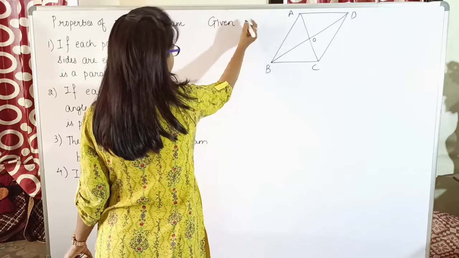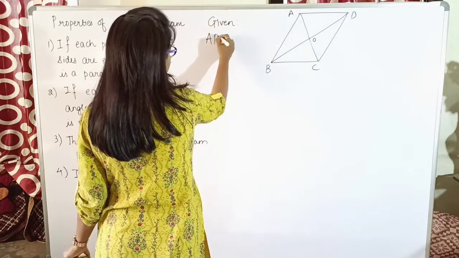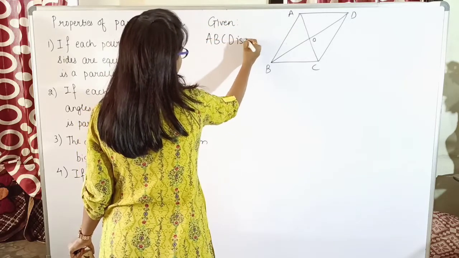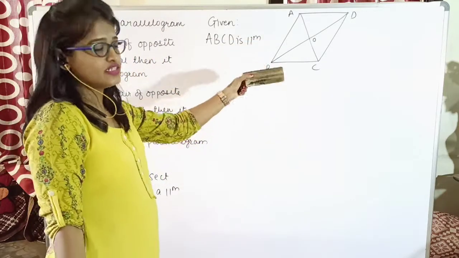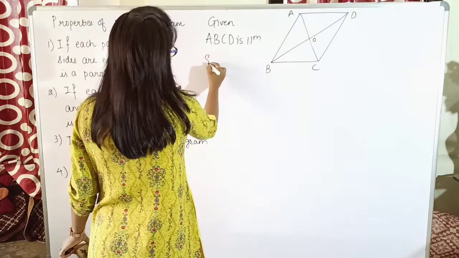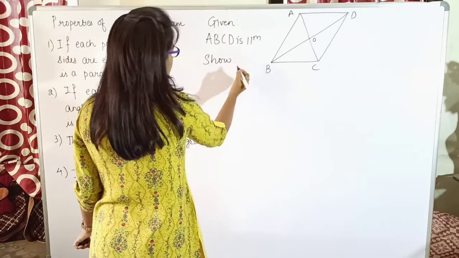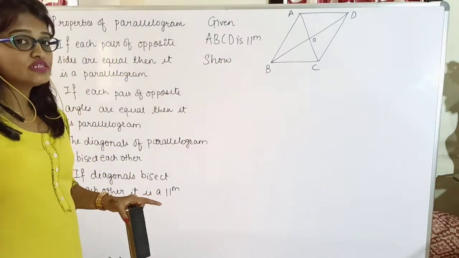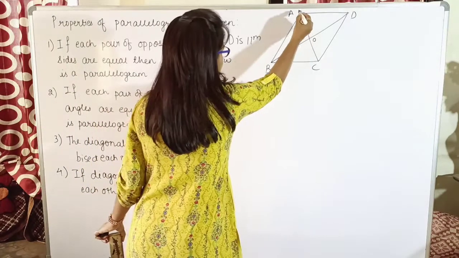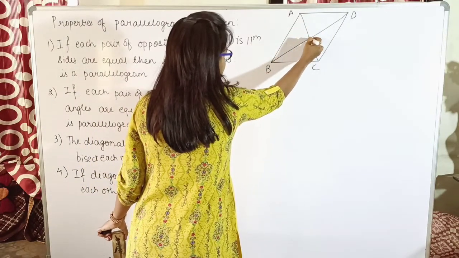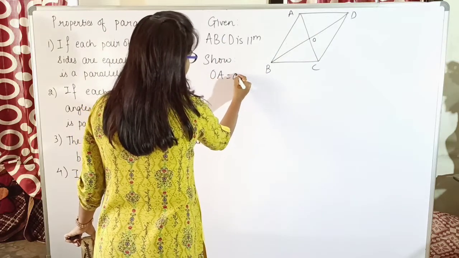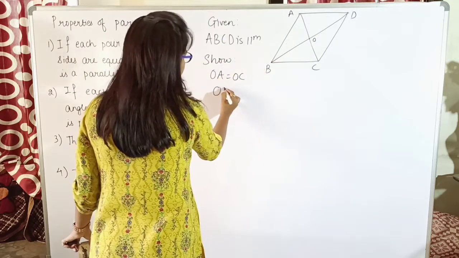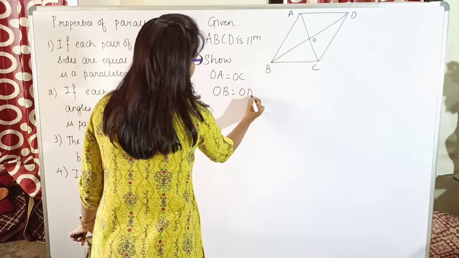They themselves have said ABCD is a parallelogram. So I will not write it again and again that if ABCD is a parallelogram means AB is parallel to CD and AD is parallel to BC. That you know now. And what is your show? That the diagonals bisect each other. It means these two diagonals, if they are intersecting at O, OA and OC will be equal, whereas OB and OD will also be equal.